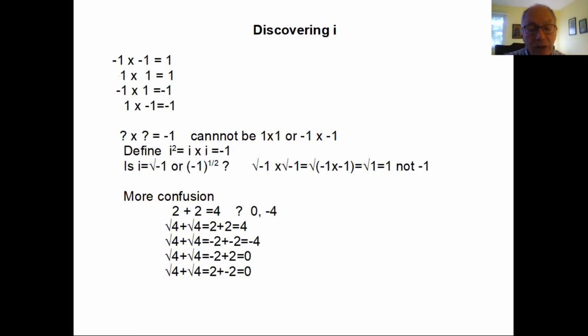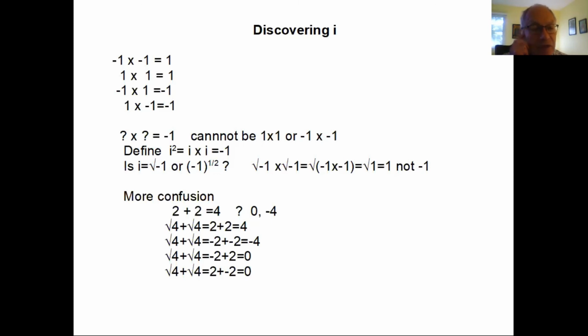Well, we could continue. Look at this. A negative number times a negative number is a positive number. So when we multiply like numbers, we always get a positive number. When we multiply numbers of opposite signs, we get a negative number. So we ask the question, what number multiplied by itself will give a negative number? Well, it can't be 1 times 1, because that's plus, and minus 1 times minus 1 is plus. What are we going to do? Well, mathematicians just make things up. So we define something called I squared, which is I times I is equal to minus 1.